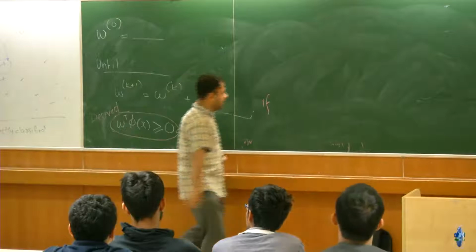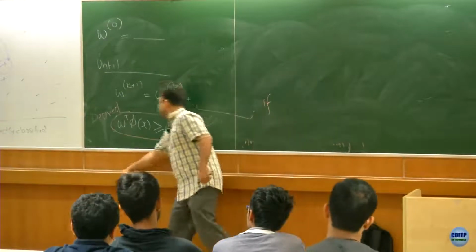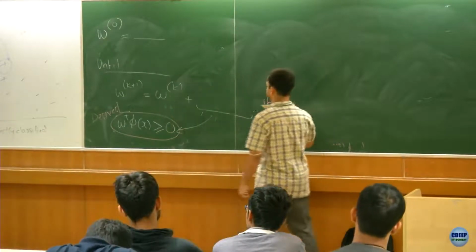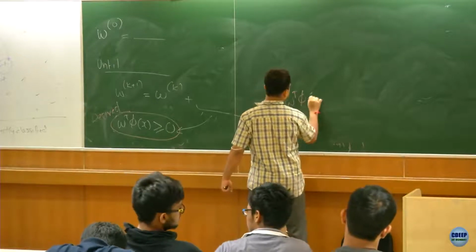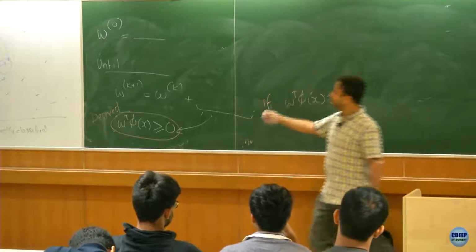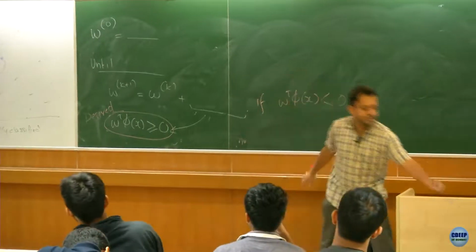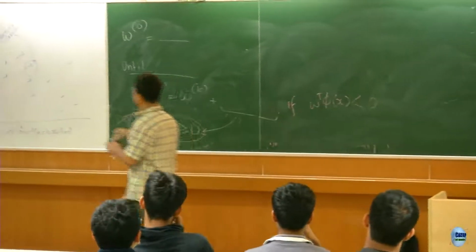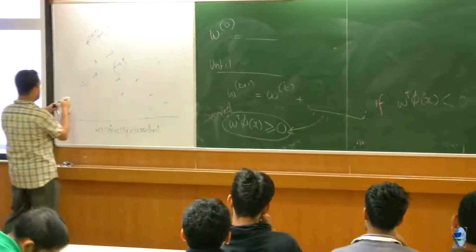But you are updating it when? If W transpose phi x is less than 0. That's when you are updating, right? What characterizes those two points? These misclassified, incorrectly classified points, what will happen here?